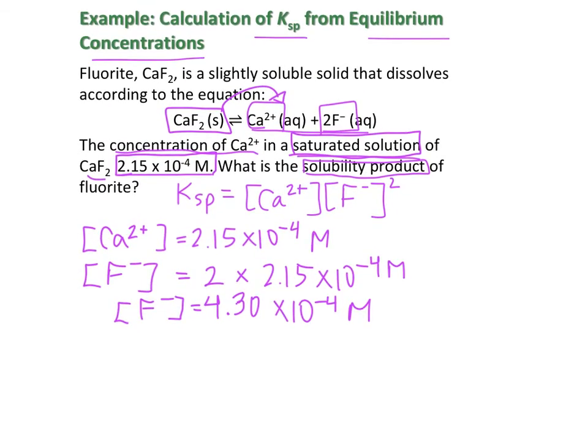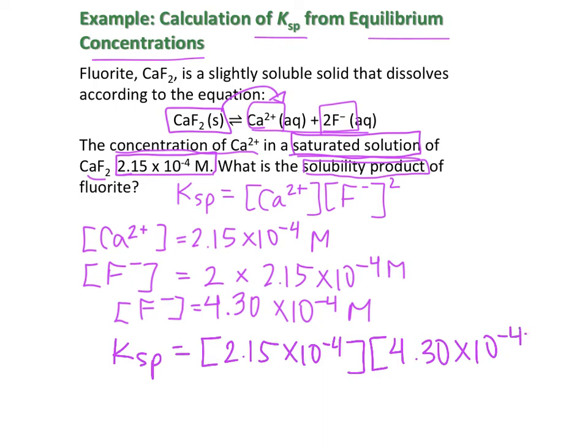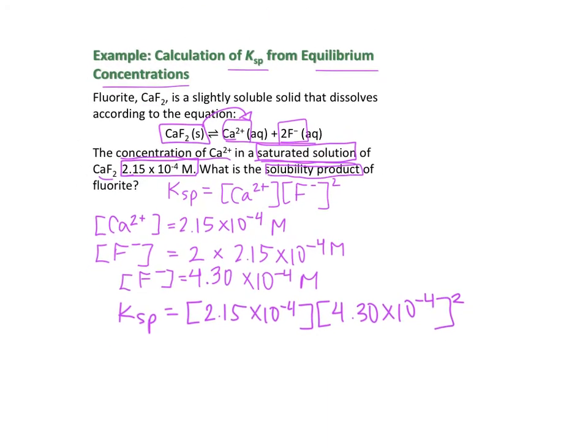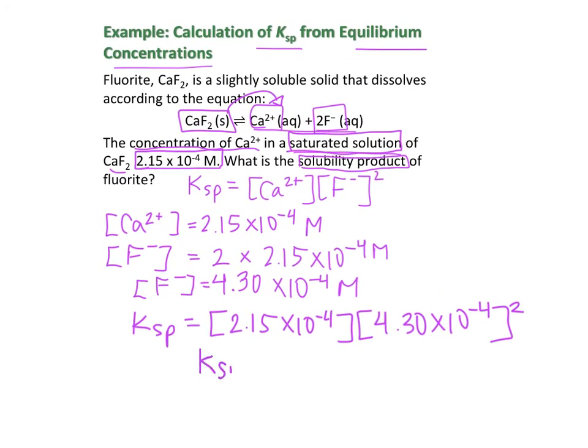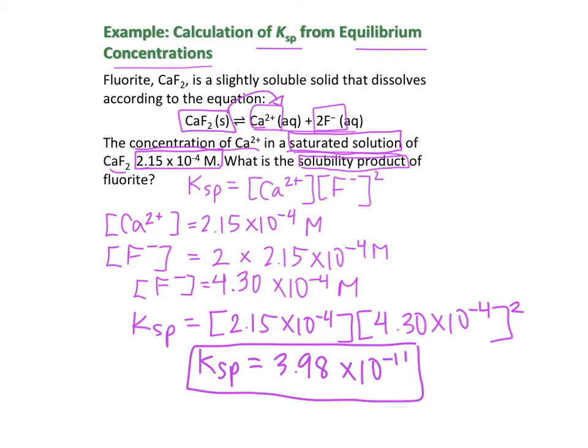So we're just using that ratio to determine what the total concentration of the other ion is. So now we can go ahead and plug in. So our Ksp would be equal to calcium 2.15 times 10 to the negative 4th times our fluoride 4.30 times 10 to the negative 4th, and don't forget to square that one. And then overall what you get when you multiply this out is 3.98 times 10 to the negative 11th. So that is our Ksp for this dissolution equation.